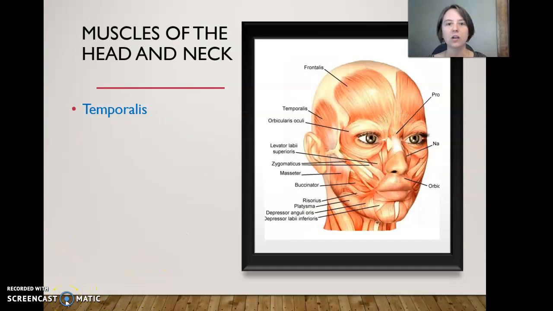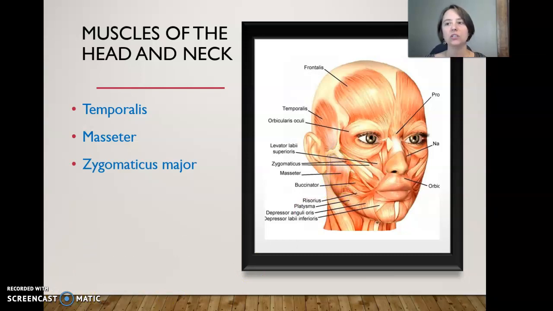Okay, so we talked about how the names of muscles can often tell you something about them. This first one, temporalis, tells us the location. It is located on the temporal bone of your cranium. Also, the masseter tells us what it does. Masticate is chewing, so it tells us that it is a chewing muscle.